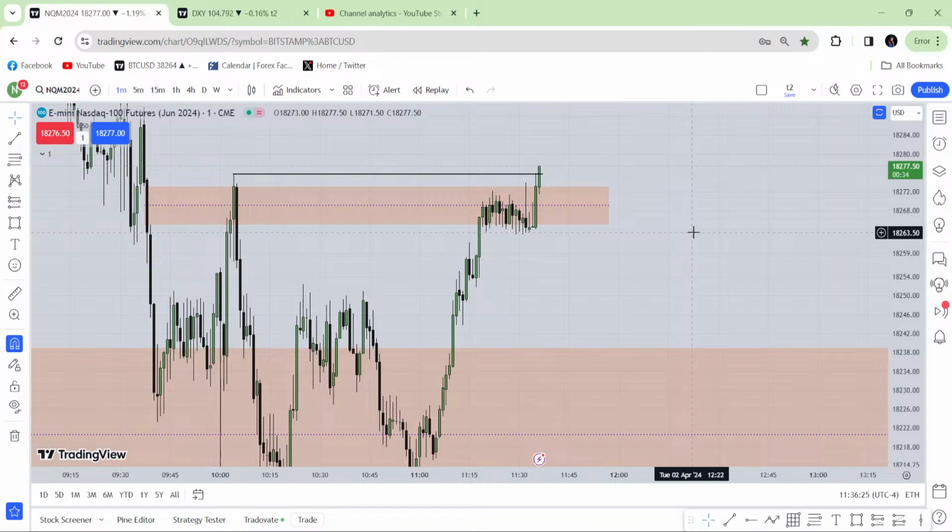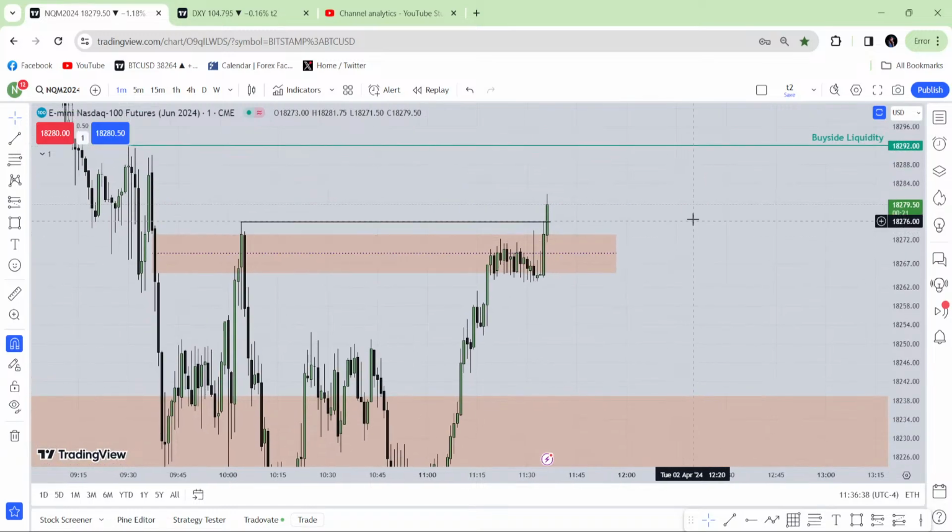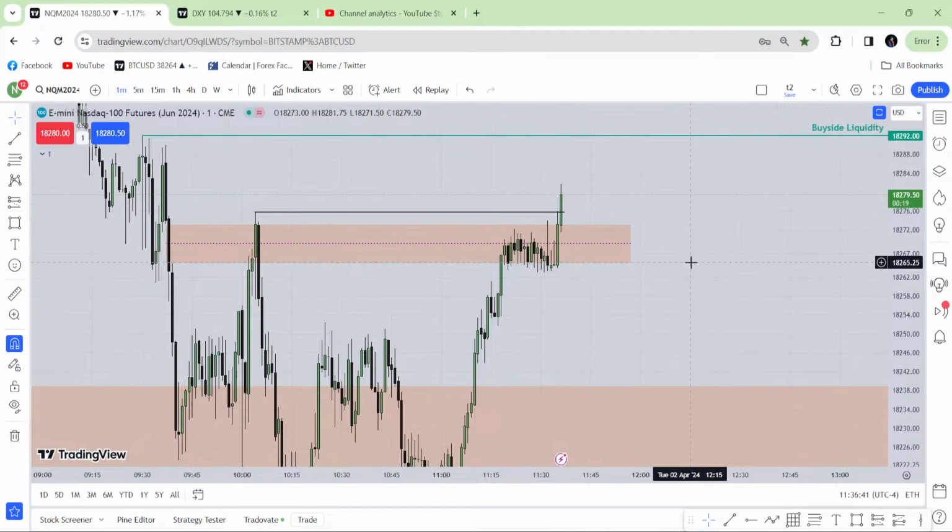I believe that inversion fair value gap on the 4-hour chart is holding. I don't go to the 4-hour chart, brother. Sorry, the last fair value gap. I mean, last. Sorry, 4-hour chart. Okay, so I'm not interested anymore.